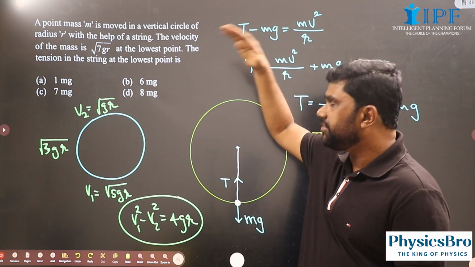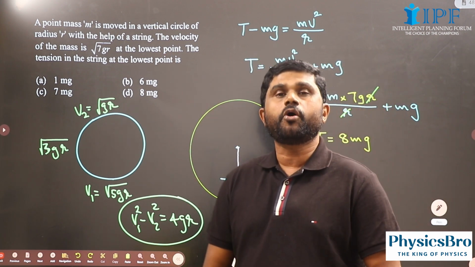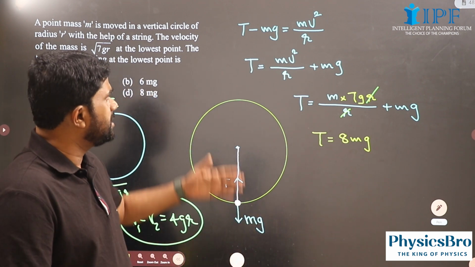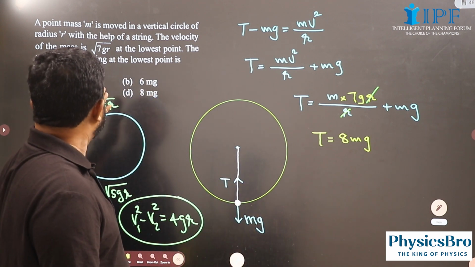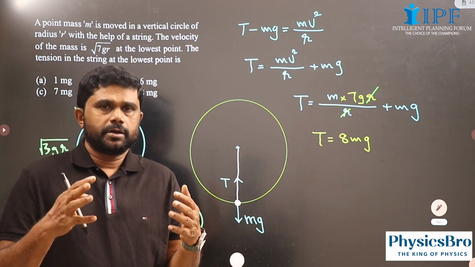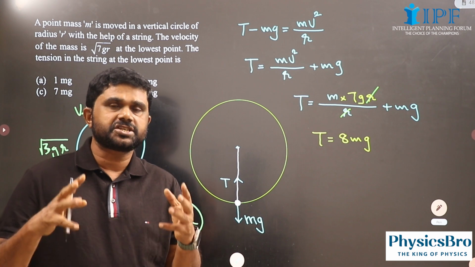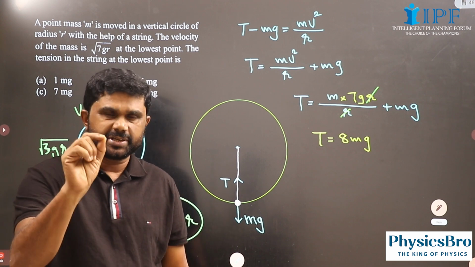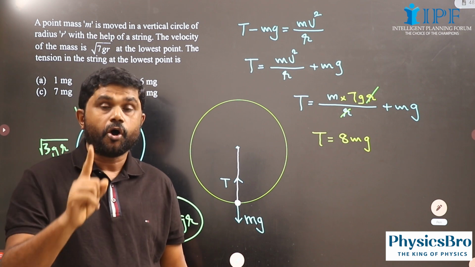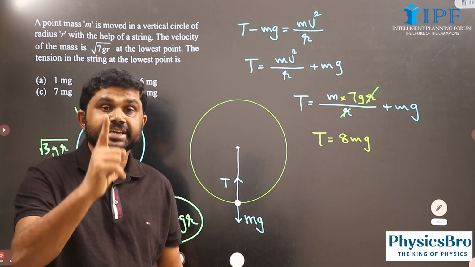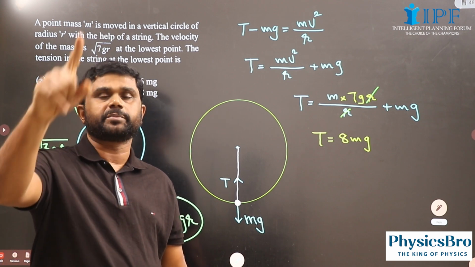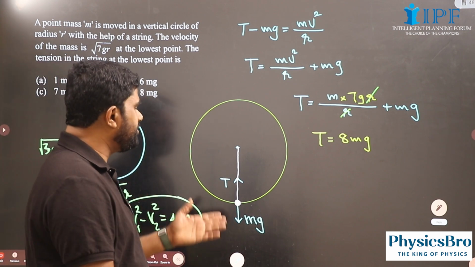See, for solving this question, we need not know all these things. I have just explained them. Now what we have to find out here is the tension in the string at the lowest point. Let me tell you one thing regarding the tension in a string. Please listen. The tension in a string acts on all the bodies to which the string is attached. It is along the string and away from the body.